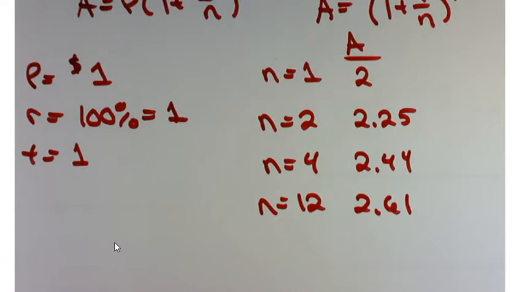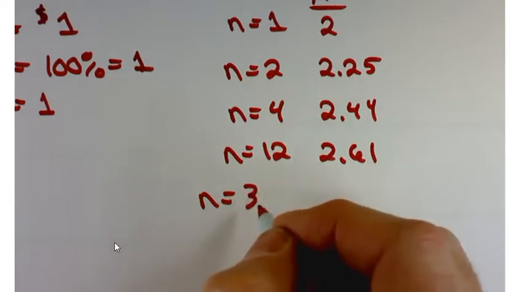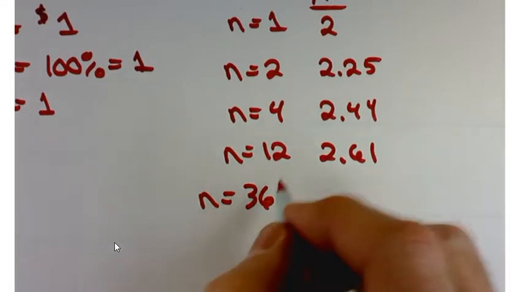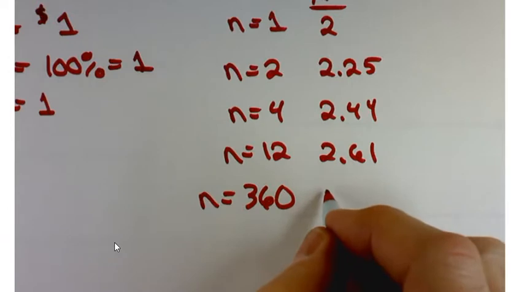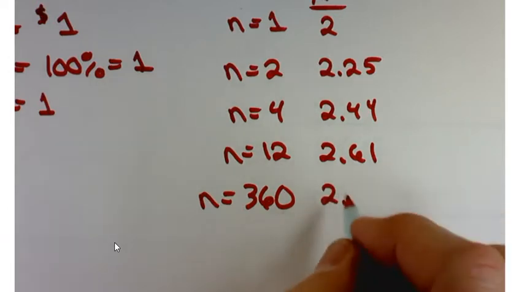So where could I go from there? I've gone from quarterly to monthly. The next stop would be daily interest. Now, how many days are there in a year? 365. But when bankers calculate your compounded interest, they're going to use 360. This is just the accepted standard. They give themselves 5 holidays. It makes the most minimal difference to you, but in this case, we're going to get $2.71.